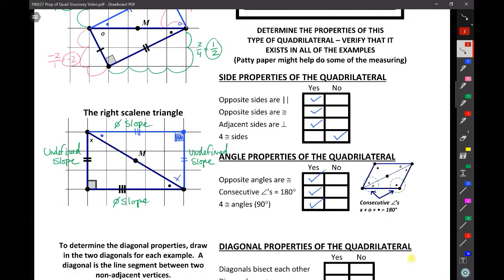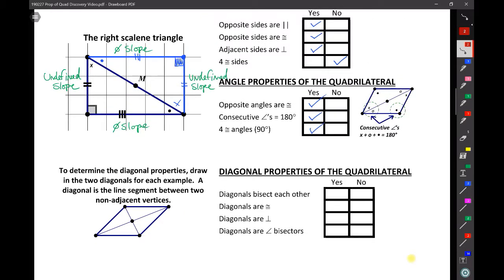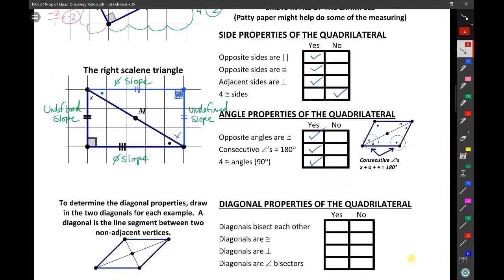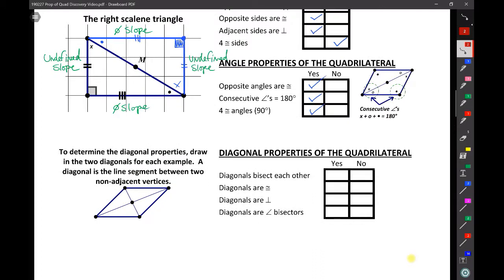Okay, so we're going to talk about now the diagonal properties of the quadrilateral, which means that you need to go ahead and draw in your other diagonals here and then potentially use your patty paper to measure those. I'll let you take care of all of that, and then we will come back and answer some questions on these right here. All right, so use your patty paper to do some measuring and draw on your diagonals.